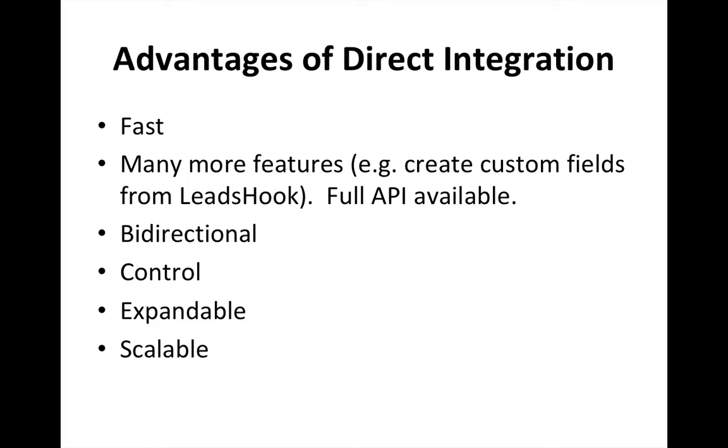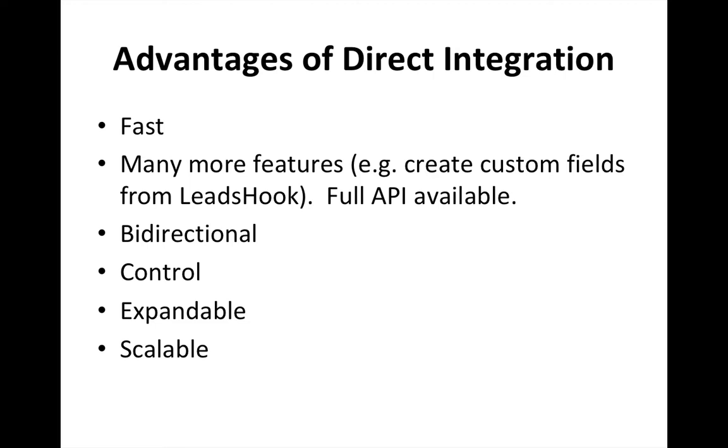But when we integrate directly with an app, we have access to the full API, which means we can do things like create custom fields from inside LeadsHook, which Zapier will not allow you to do. So you'll have to create the custom fields that you may create inside LeadsHook in your third-party app as well, so that they can then be integrated inside Zapier. So you cannot create fields automatically from inside LeadsHook using Zapier.